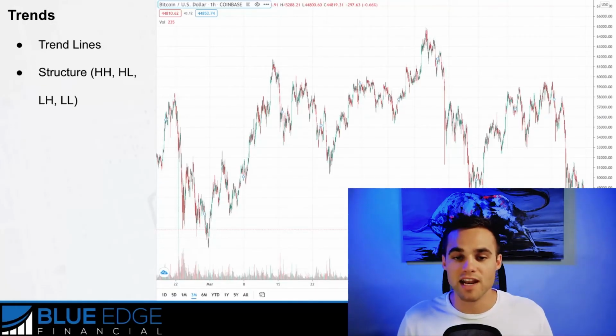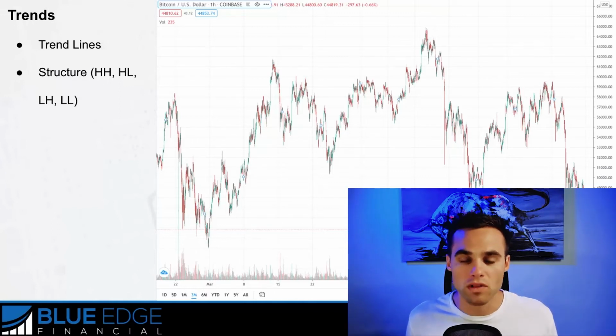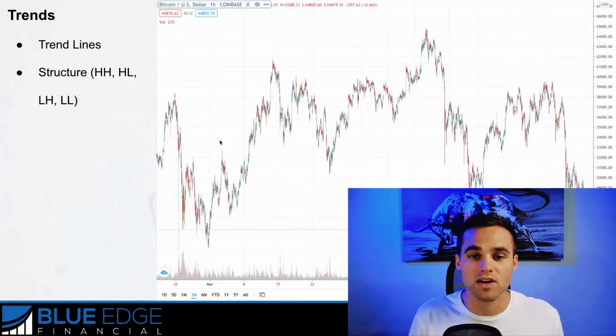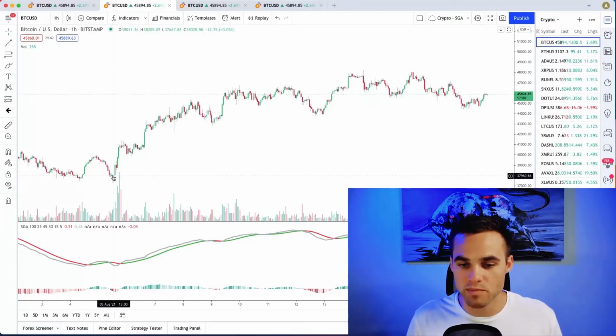The next way that you can identify trends is by what's called structure. Generally in a trend, you're going to see something called higher highs and higher lows in an uptrend. And in a downtrend, you're going to see lower highs and lower lows. So let's dive into the chart and actually take a look at what this means. Okay, so in an uptrend, we're generally going to see higher highs and higher lows. Now, what does this mean?